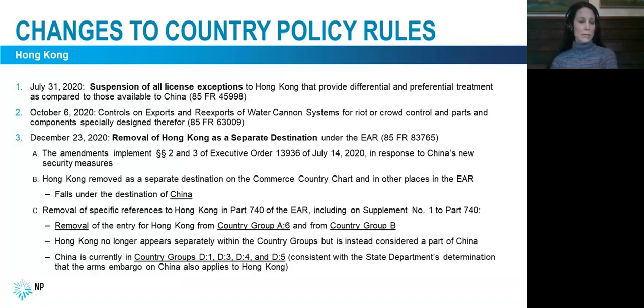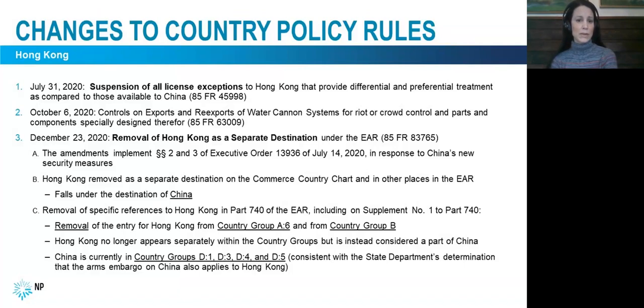Okay, so let's kick it off with Hong Kong. In July already, given the events in Hong Kong, there's already some activity here on the EAR side. BIS announced that all license exceptions that one could use for Hong Kong would no longer be available if one couldn't use them for China. So essentially as simple as that.